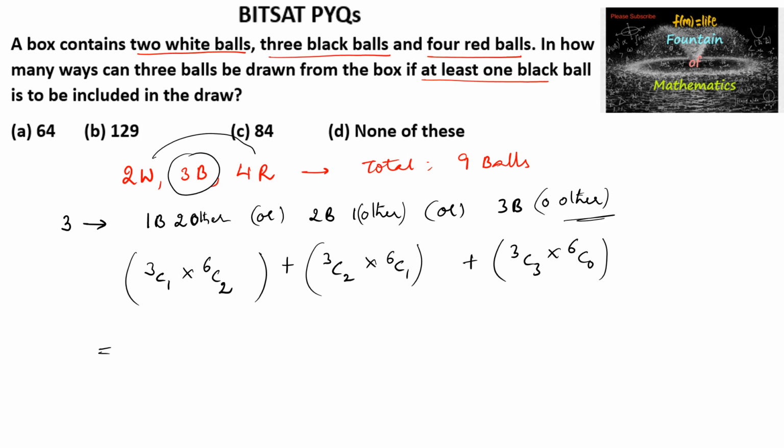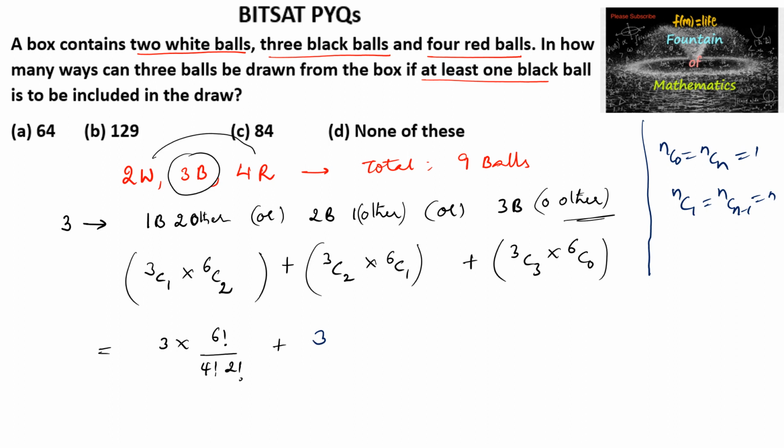So we can write 3C1 value is 3, 6C2 value is 6 factorial by 4 factorial into 2 factorial. We have nC0 equal to nCn equal to 1, nC1 equal to nC(n minus 1) equal to n. So we can write here 3C2 value is 3C1, that is 3, into 6C1 value is 6, and again 3C3 value is 1, 6C0 value is again 1.